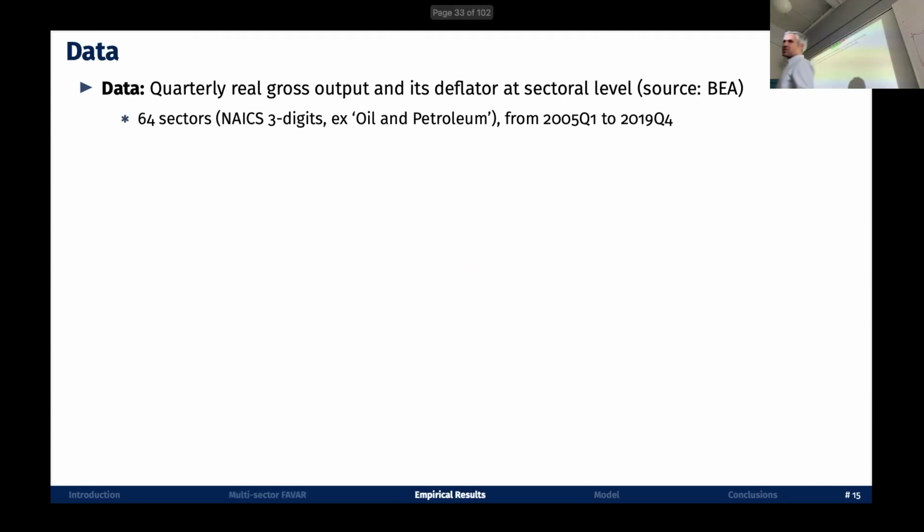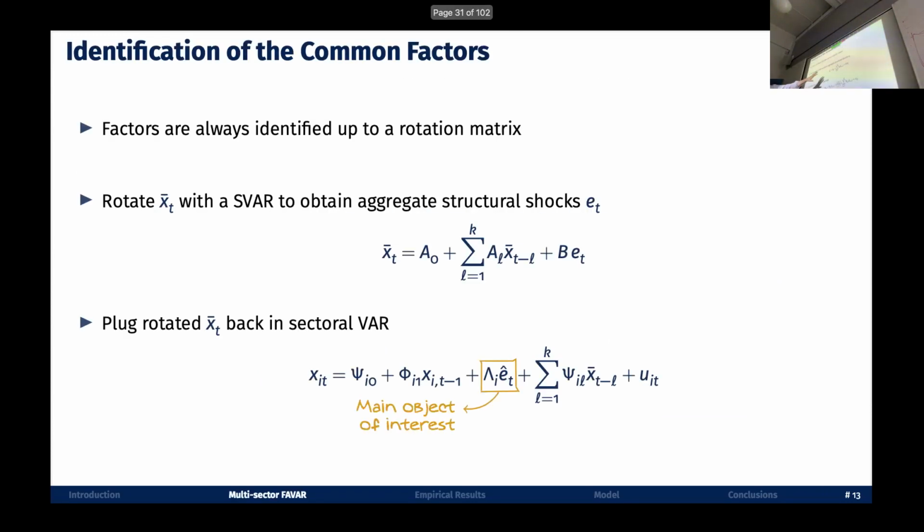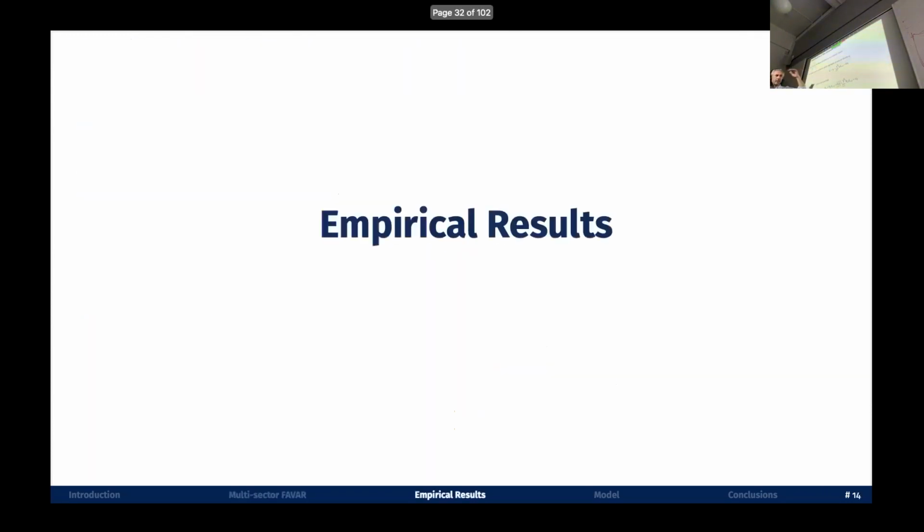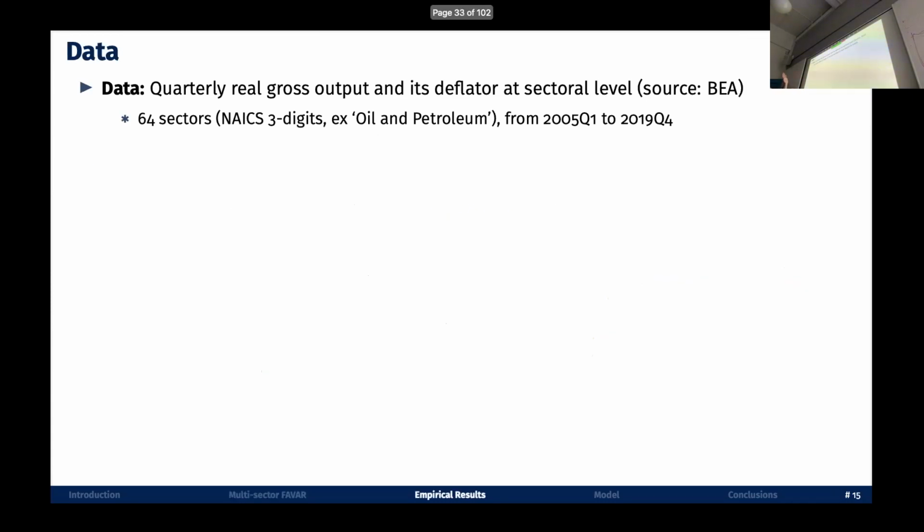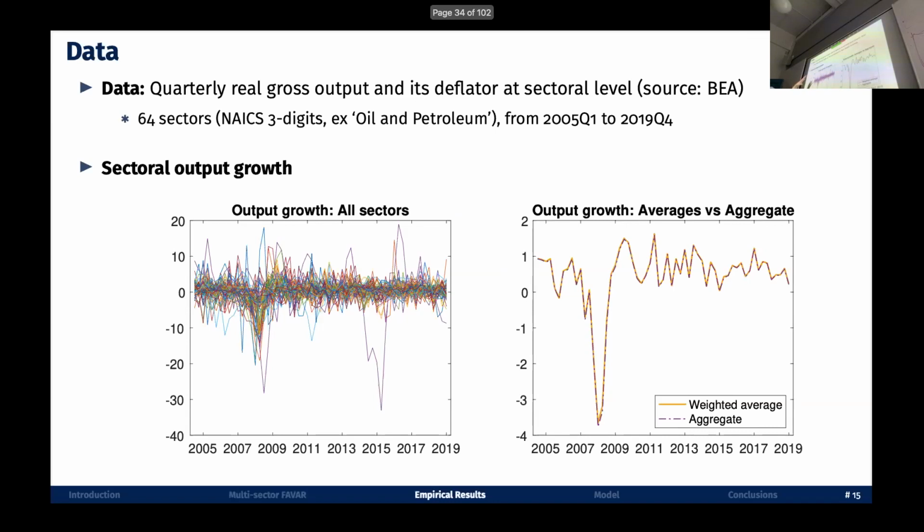So let me just describe a bit more in detail what we do in this step, which I think is going to clarify things. So we use quarterly data at a sectoral level from the US. This is kind of standard data, and this is how the data looks. These are the sectoral output growth series.